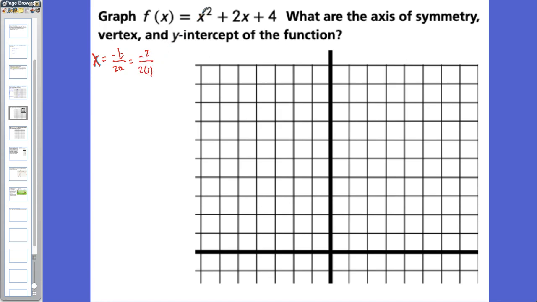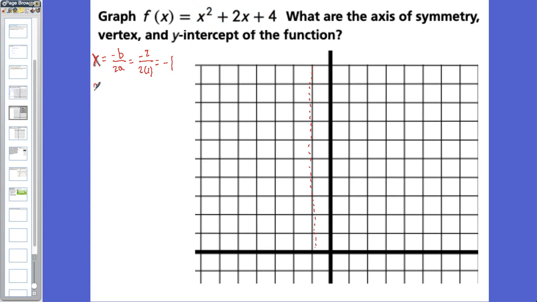Since there's no number in front of the x squared here, then a is 1. So that would be negative 2 over positive 2, which is negative 1. Once again, we have a line of symmetry. Our axis of symmetry is going to be right here on x equals negative 1. So I've got to find where on that line of symmetry my vertex is. All I need to do then is put negative 1 back into my equation.